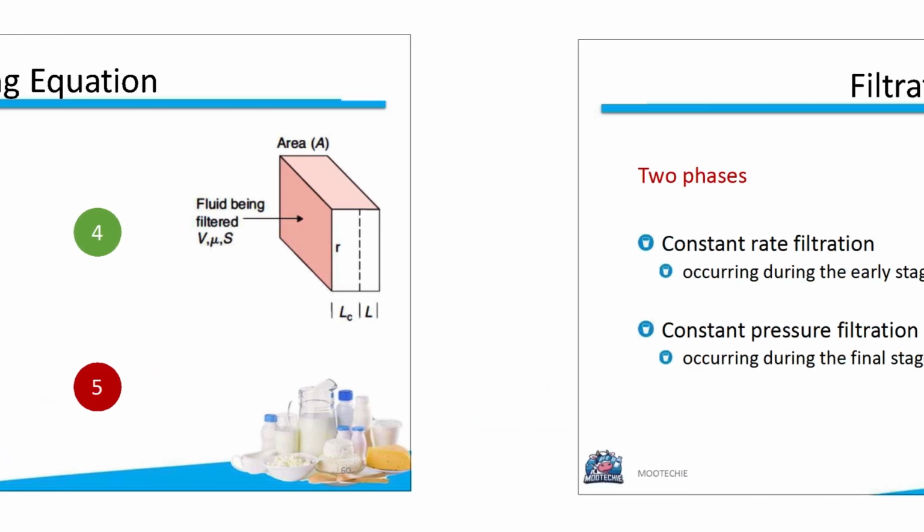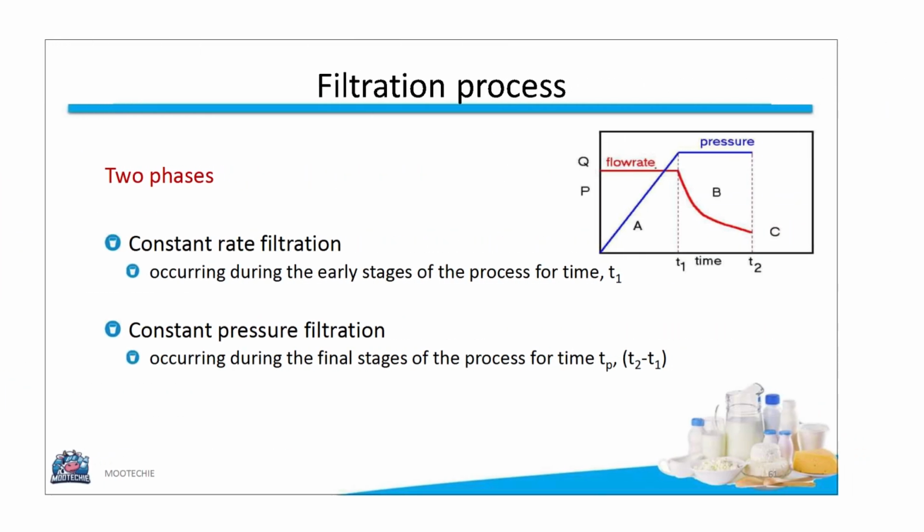The filtration process typically occurs in two phases. The first is constant rate filtration, which occurs during the early stages for a time t1. The second is constant pressure filtration, which occurs during the final stages for a time Tp.